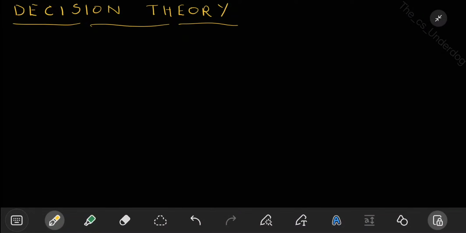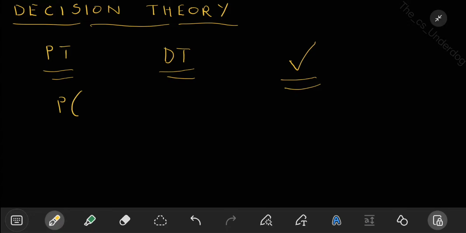Decision theory. During probability theory, we had said that once you understand probability theory completely, and then learn decision theory as well, you will be in a position to make the right decision using your models.